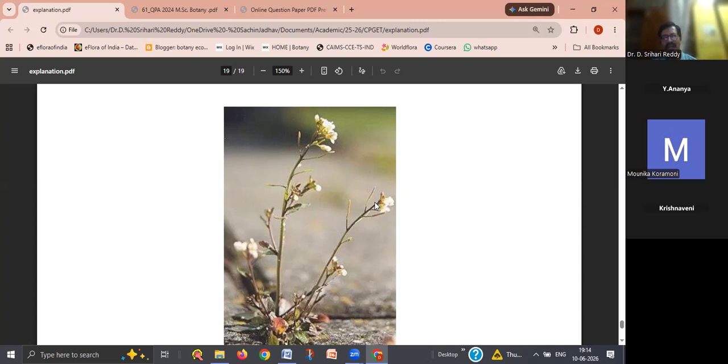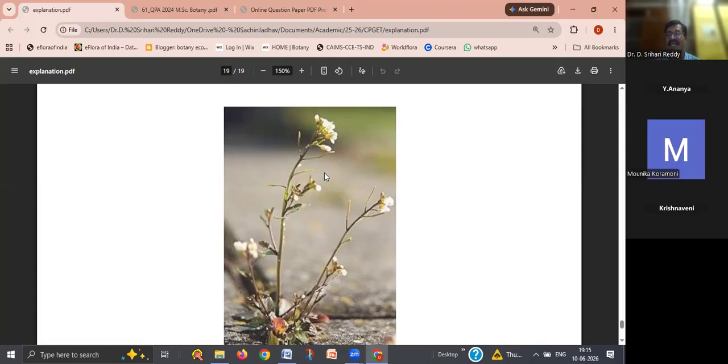So Arabidopsis thaliana is a very important plant for genetic studies and developmental studies, and it is the first plant to be sequenced. All the chromosomes of Arabidopsis thaliana are sequenced completely. This is the first plant to be sequenced. The DNA sequence of this plant is totally sequenced. This is the first plant to be sequenced completely.